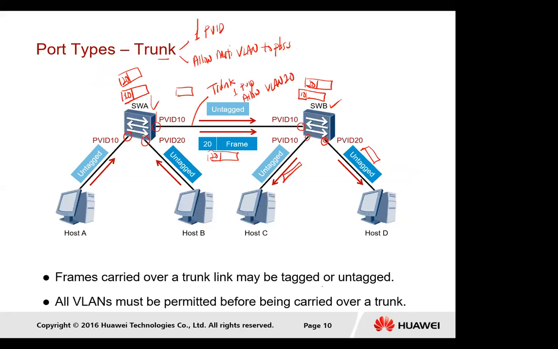Access interface, they only have one PVID. When the trunk has one PVID, they can also allow multiple VLANs to pass. So you have to specify what VLANs are allowed through a trunk connection. So that is what you said.